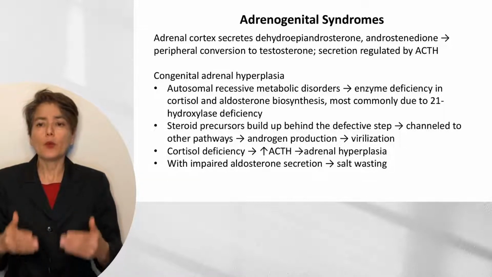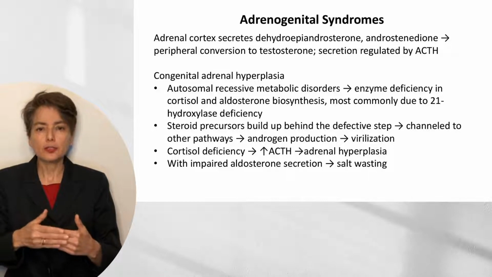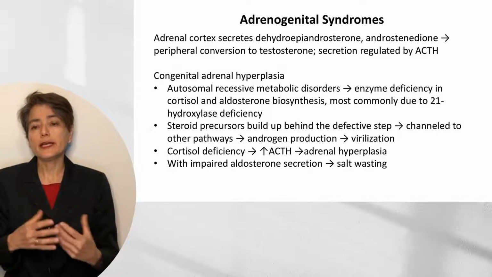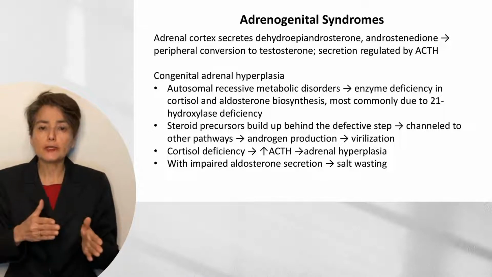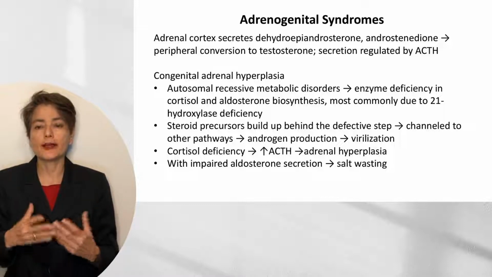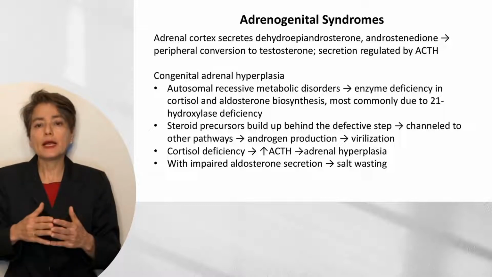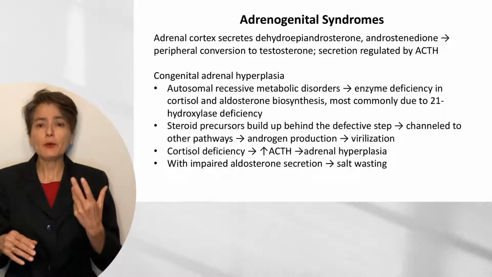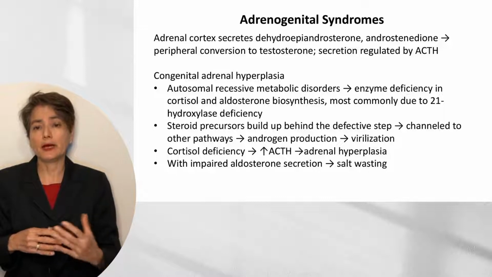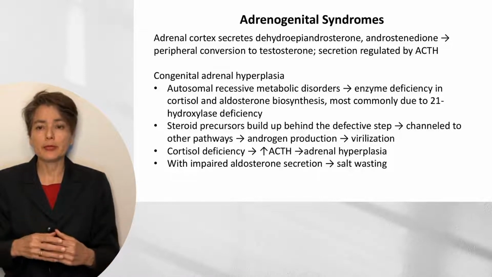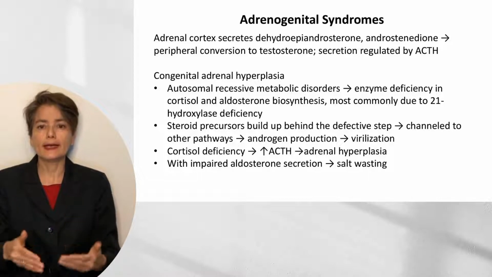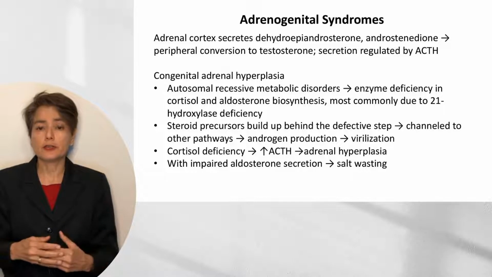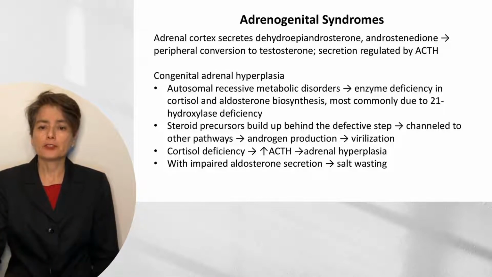So what happens is when you have that enzyme deficiency, the substrate, those precursors, are going to build up behind the defective step. And in this particular syndrome, those substrates can now be channeled to a different pathway, leading to androgen production and virilization. Now, because we have a block in cortisol production, we're not getting that feedback inhibition, and we're going to get an increase in ACTH secreted by the pituitary gland, leading to adrenal hyperplasia, as the adrenal gland is trying again and again to make more cortisol. Depending on the degree of aldosterone deficiency, you can get salt wasting.